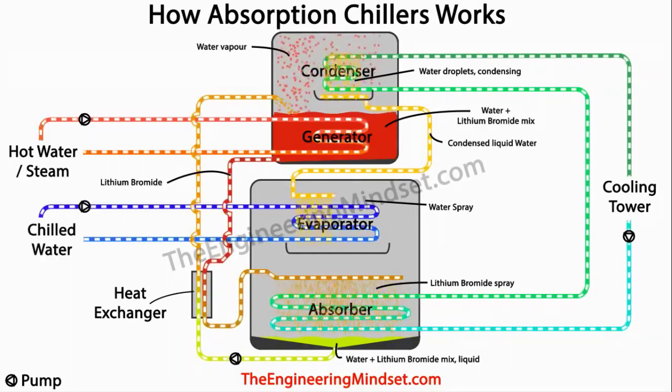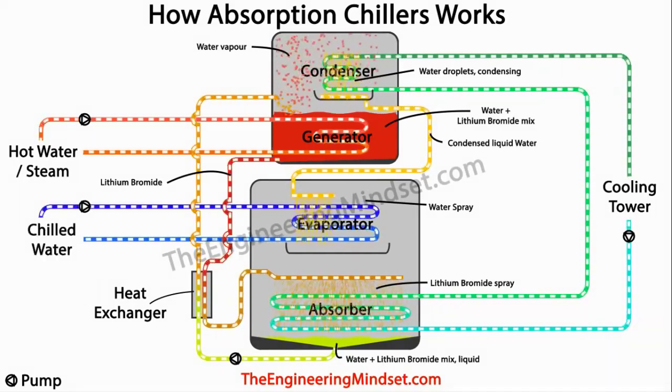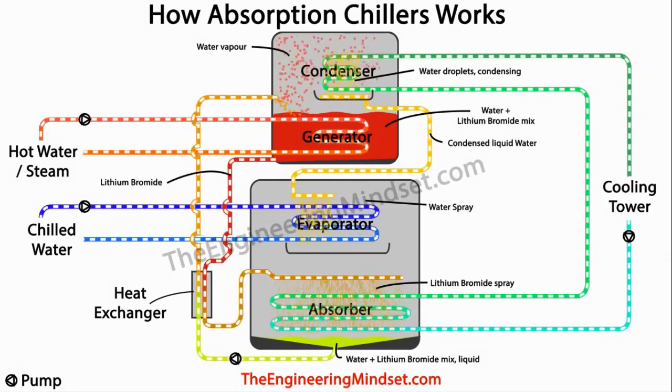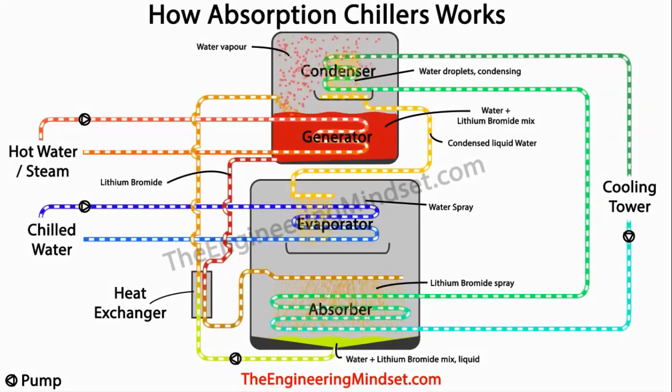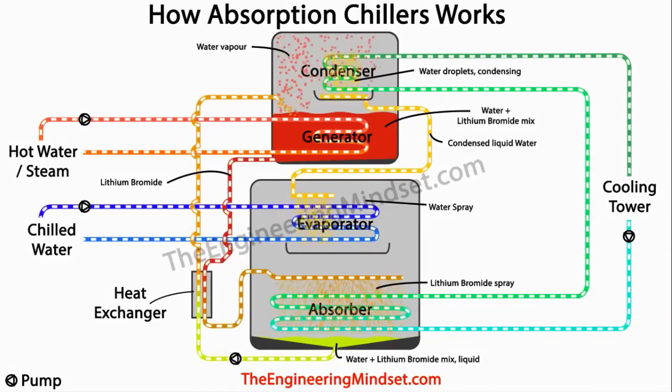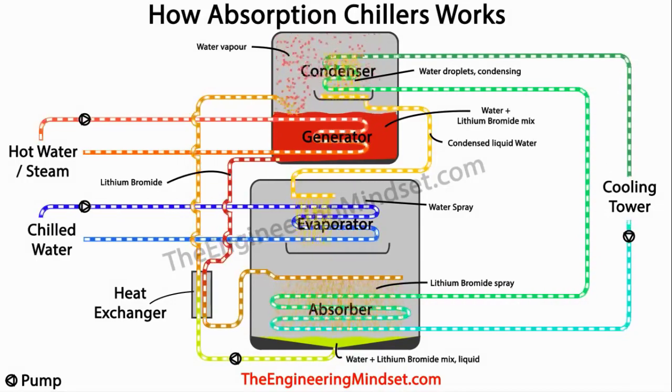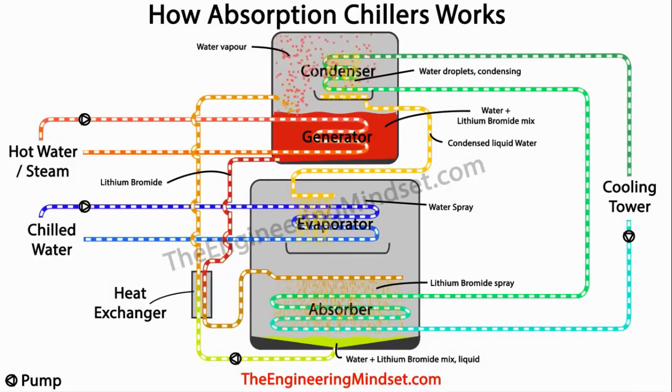A chilled water loop then runs into the evaporator, bringing all the unwanted heat from the building, which was collected from the AHUs and the fan coil units, etc. So this cold condensed water will spray over the chilled water tubes and cover the surface of the tube with a thin film of cold water.